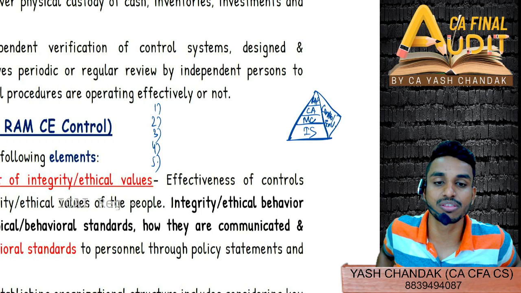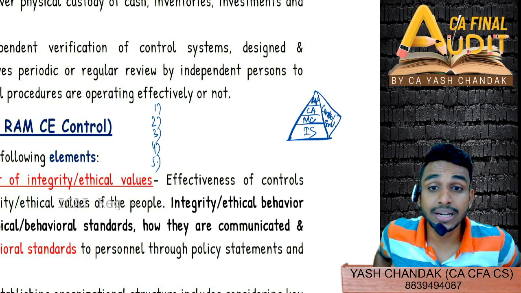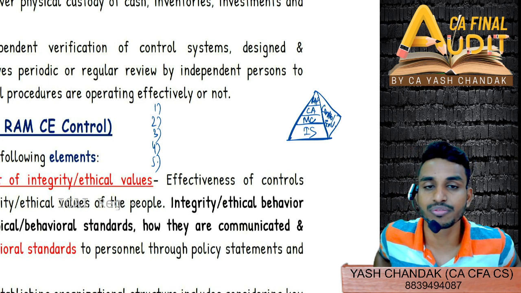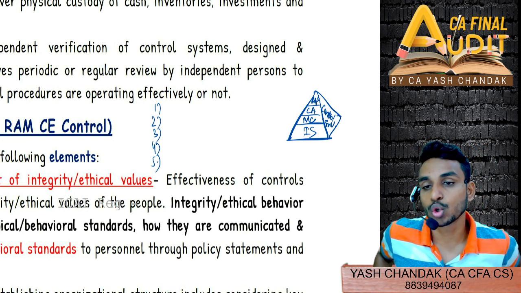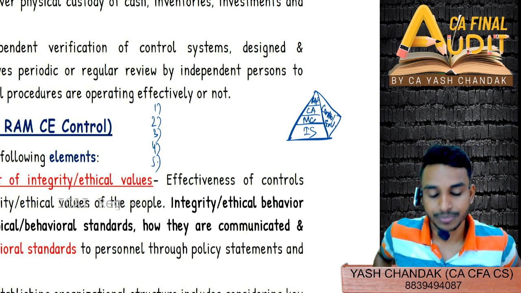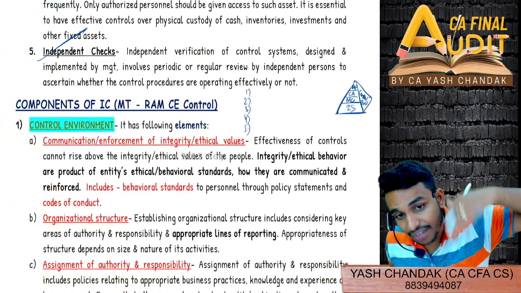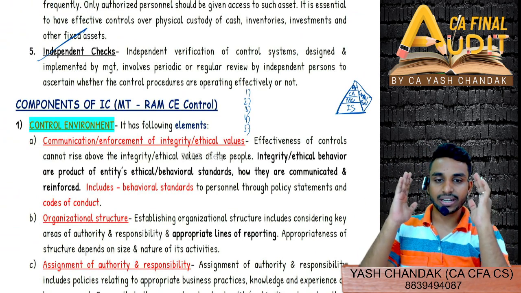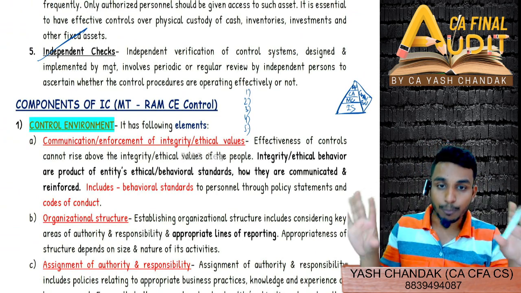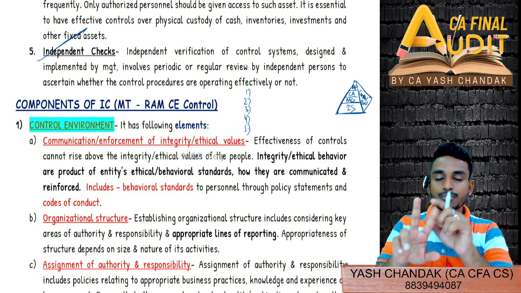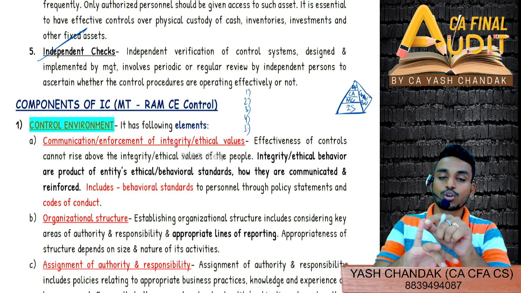Sets the tone of the entity means what? It could build an atmosphere of trust, or whatever sort of atmosphere is being built up by the control environment, the tone of the entity. So in the control environment also we have 7 more elements. In the internal control system we have 5 components: control environment, then your risk assessment process, information system, monitoring of controls, control activity.